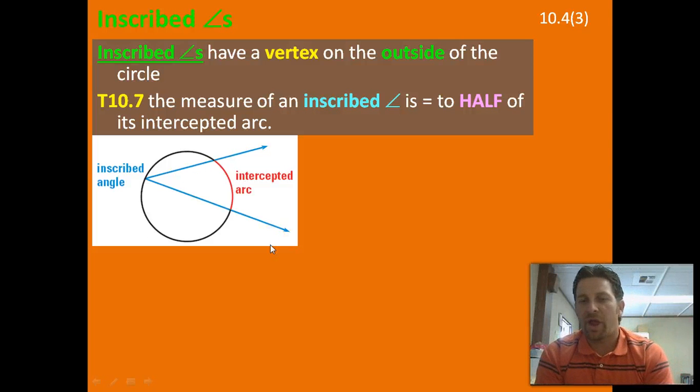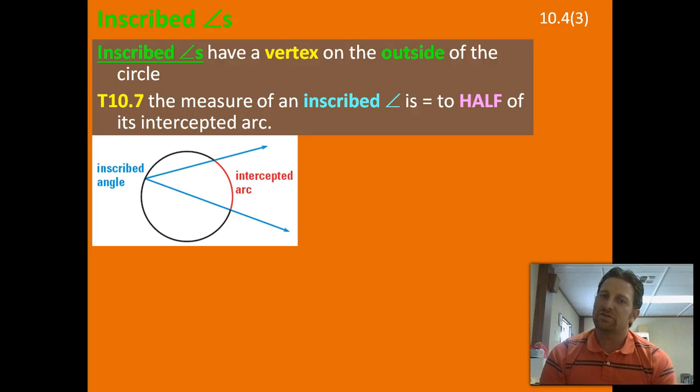Okay, so here we are back in chapter 10.4, and this is going to be all about inscribed angles. Now, back in chapter 10.2, we learned about central angles, which go from the center. The vertex starts in the center of the circle and goes to the outside of the circle, and the measurement of the angle was always the same as the measurement of the arc that it intercepted.